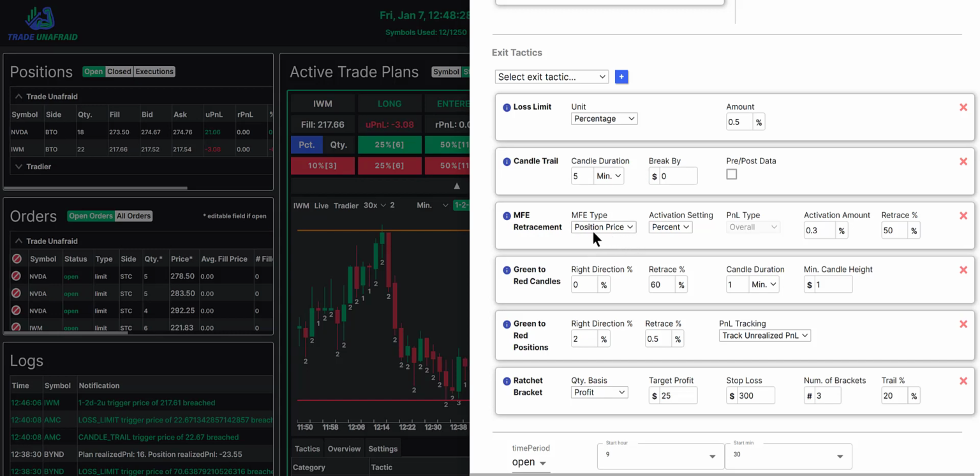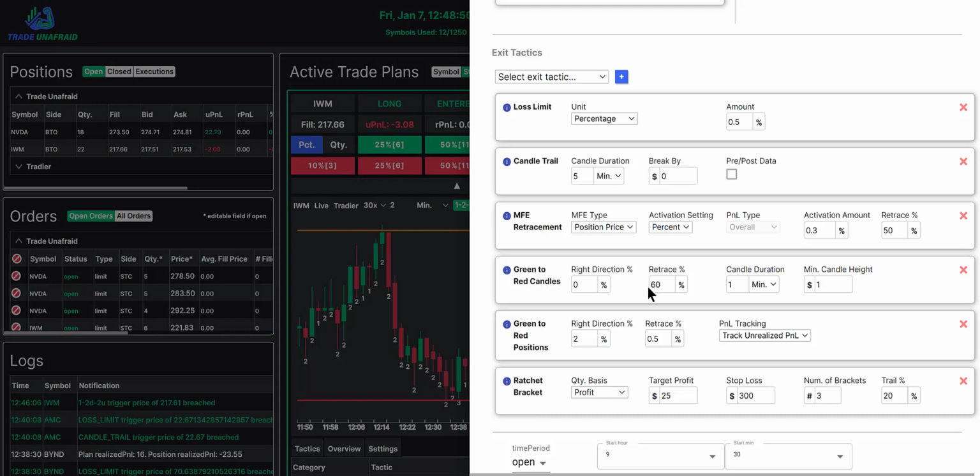So basically, I'm using the position price. As the price goes up, starting at 0.3% above my entry price, then I will have a trailing stop that is 50% of that maximum favorable excursion. And we can see that working in a sec.